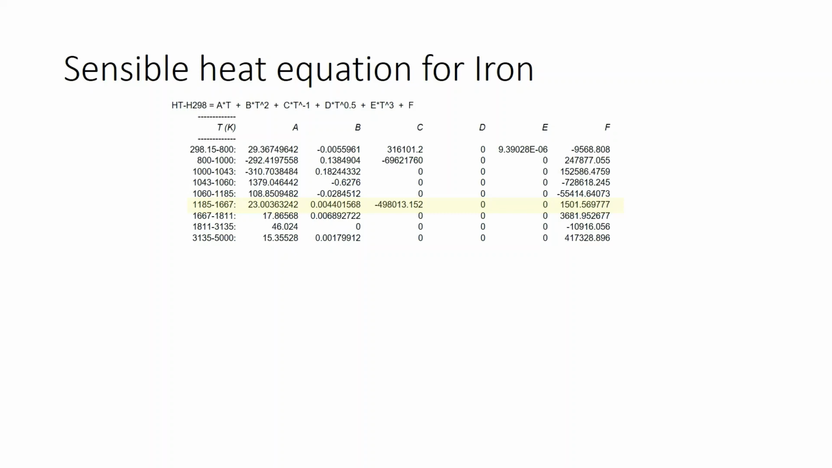We're going to be using the sensible heat equation for iron, so it's easier to assume that steel is iron than to incorporate all the constituents or microconstituents of steel. So these are the coefficients we're going to be using, and you'll see why we picked this one, because we converted from Fahrenheit to Kelvin, and you'll see how this problem is worked out shortly.